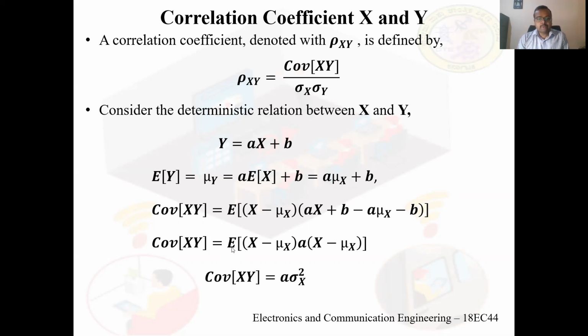Now, how do you write this one? E[(x minus mu x) a (x minus mu x)]. Now, what is the covariance of xy? It is equal to a sigma square of x here. Right? Everyone understand this one?